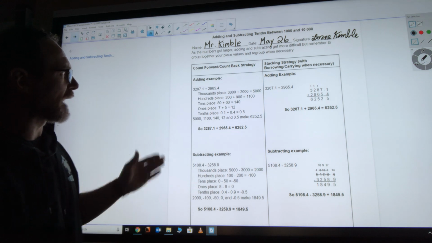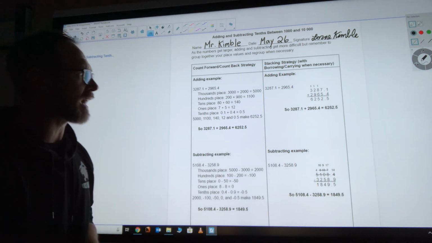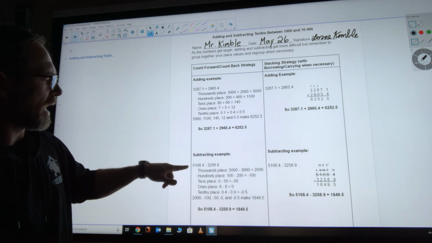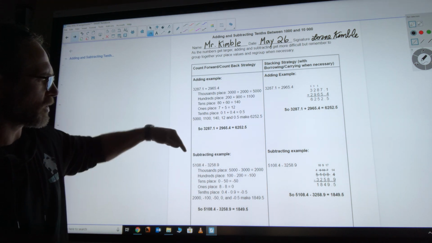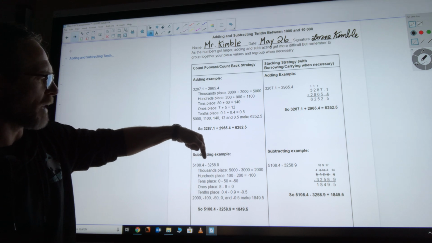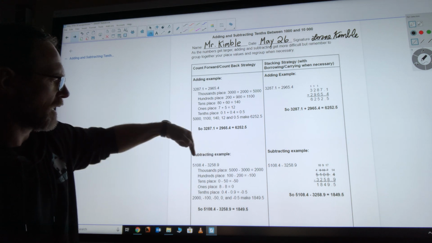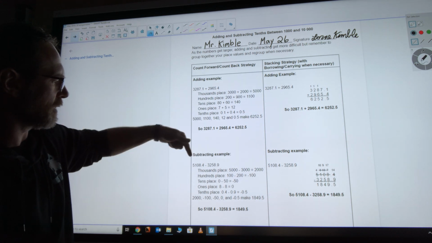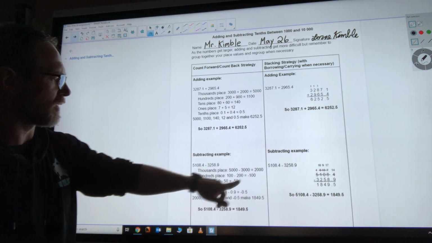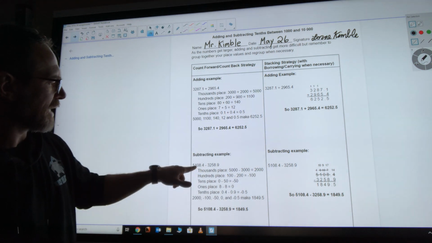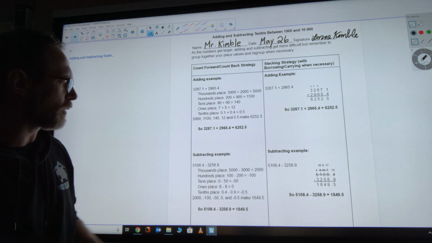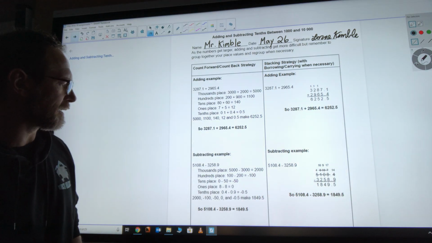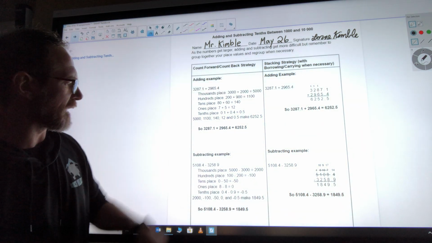Subtracting, I can do the count back, or I can stack and borrow when I need to. So if I'm doing the count back, I would look at my thousands. So for this question, 5,108.4 minus 3,258.9. I would subtract my thousands place. So that's 5,000 minus 3,000 is 2,000. My hundreds place, 100 minus 200 gives me negative 100. For my tens place, I have 0 minus 50, which is negative 50. And then I have 4 minus 9 in my tenths place, which is negative 0.5.